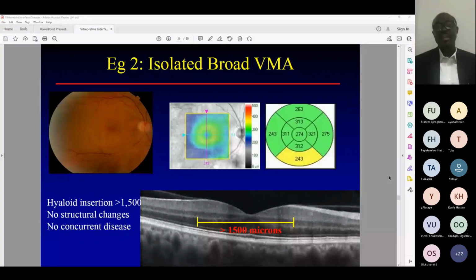So now look at this slide here. See the hyaloid attachment well away over the contour. Measuring, you can see the caliper there. It measures more than 1,500 microns. You look beneath the fovea, there's no architectural change there. And there's no concurrent disease that we can see. So because there's no architectural change, there's a VMA. Because it measures more than 1,500, this is broad, and because there's no concurrent disease, this is isolated. So what we have here is isolated broad vitreomacular adhesion. Should we look at the next slide?